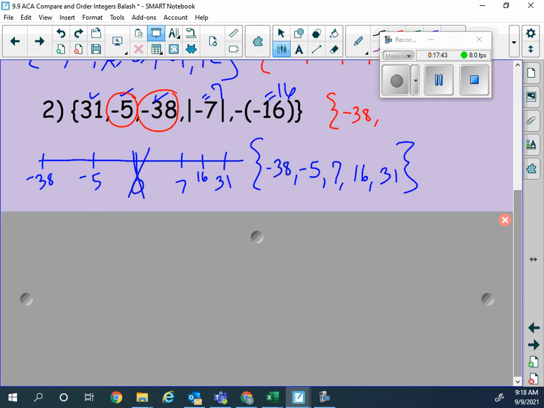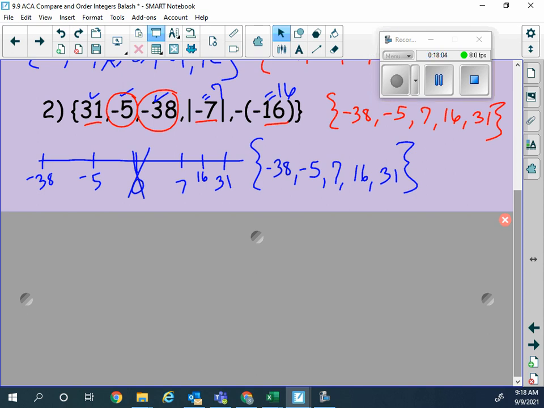-38, then -5. Perfect. I don't have any zeros, so now the rest of them are positive. 31, 7, and 16. So what do we do next? 7, 16, 31. Okay? Guys, does anybody have any questions? How are you feeling about it?